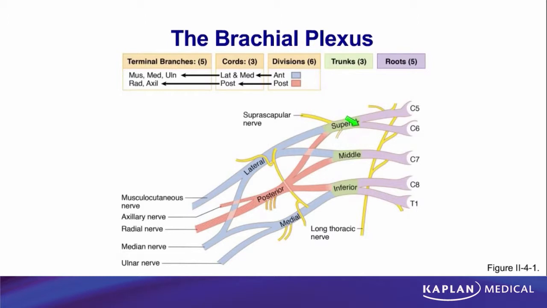As we are passing from the neck into the axilla, as we're beginning to enter the upper limb, each one of these three trunks will divide into two branches. Those branches are called divisions, and it's an anterior division and a posterior division. So each trunk will have an anterior and a posterior, anterior and posterior, anterior and posterior division. Now, it's useful to understand why we have anterior and posterior divisions.